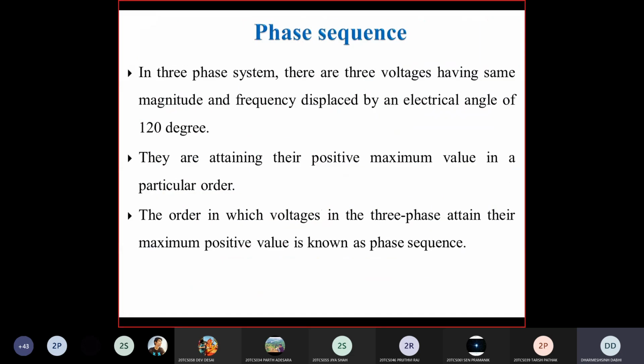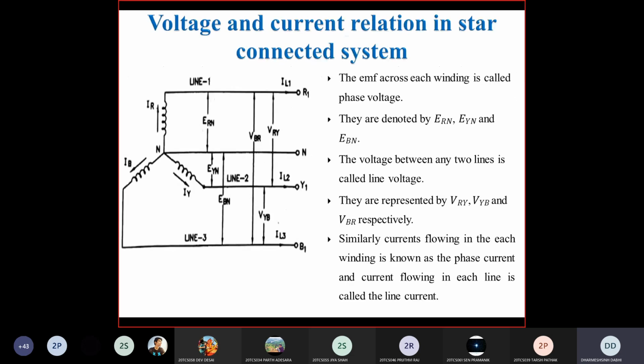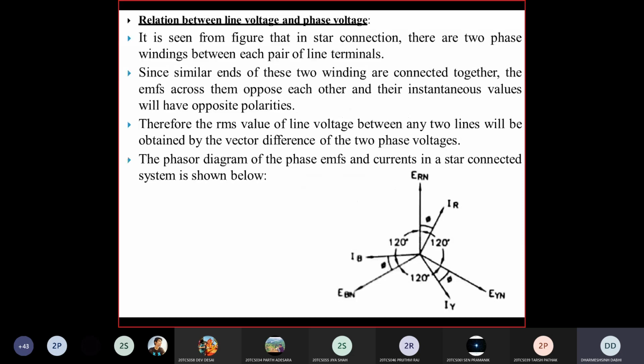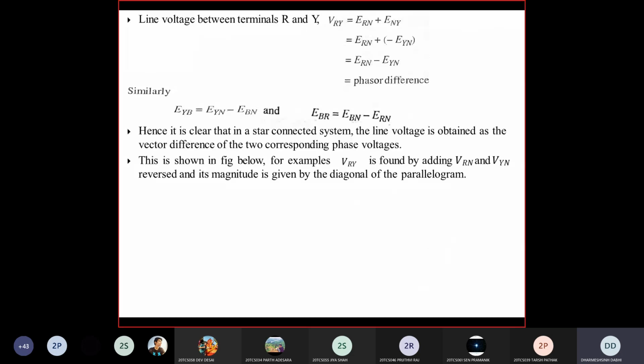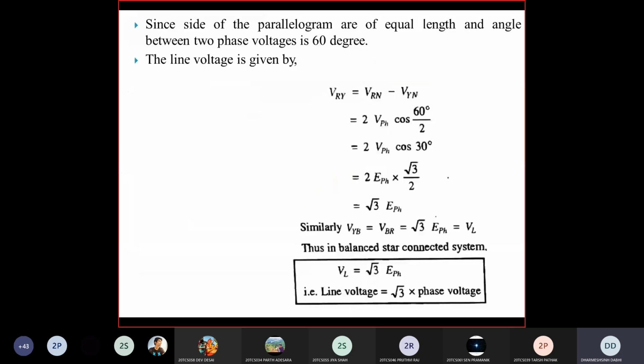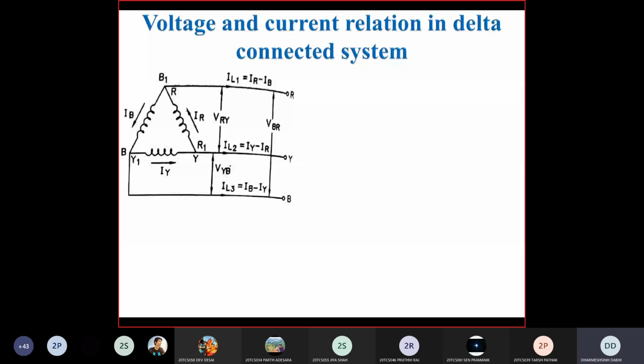Then we saw the phase sequence in the three-phase system, that is, the 120-degree displacement of each phase. Then we saw the relation of phase voltage, line voltage, phase current and line current in the delta connected system as well as in the star connected system, and we calculated examples based on this. Is this chapter clear to all of you?